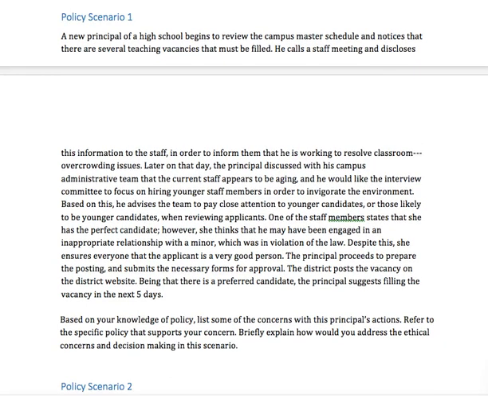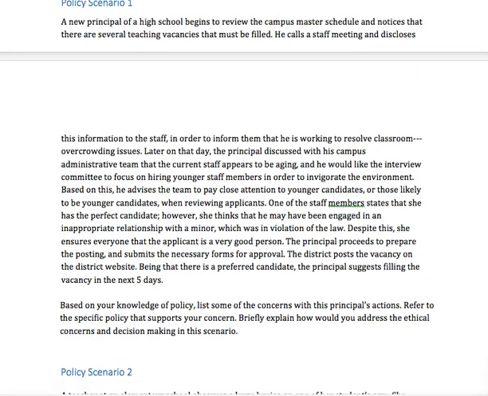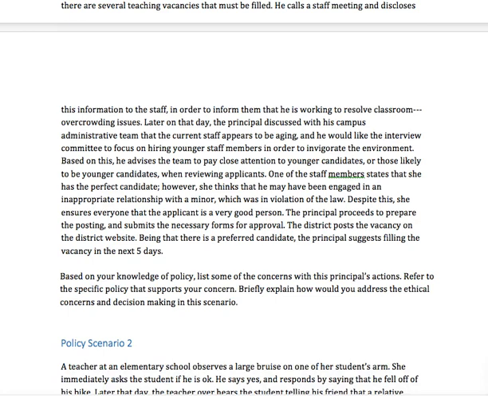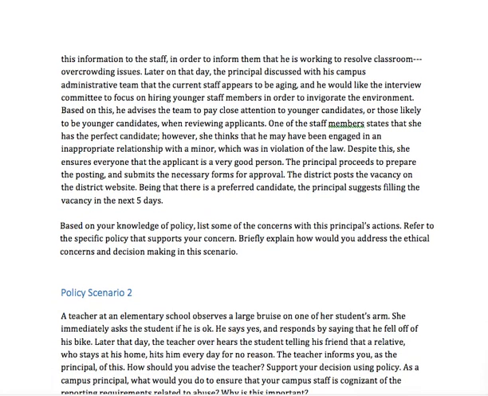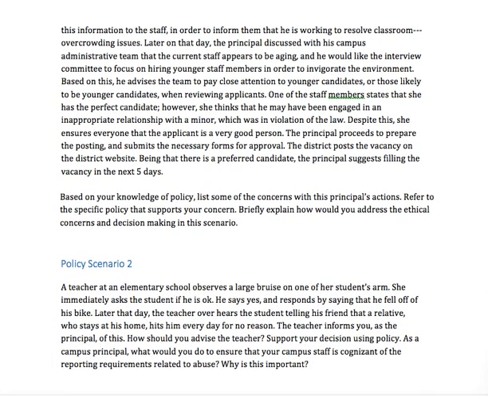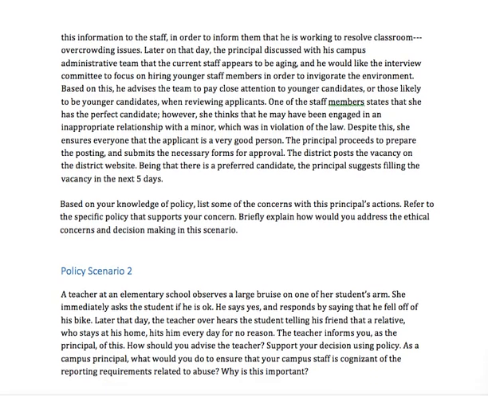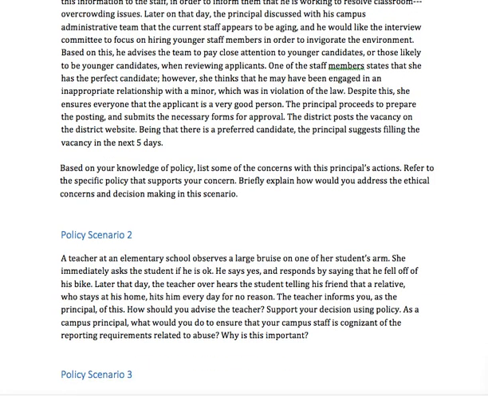The first one, you've got a high school teacher who's reviewing the campus master schedule, and he notices that there are some vacancies. So he goes through and makes some decisions, and you're going to justify or list concerns that you have about his actions. Again, remember, refer to the specific policy that supports your concern, and then talk about how you're going to address the ethical concerns.